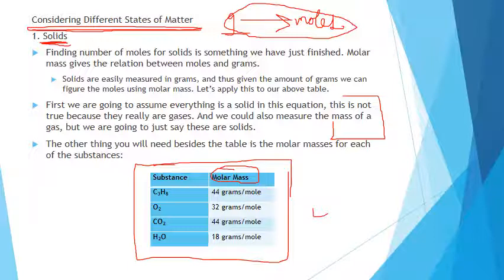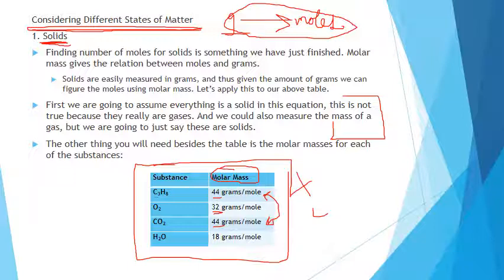So the molar mass of propane is 12 plus 12 plus 12 plus 8 hydrogens, which is 44, and I'm rounding to the nearest whole number. Oxygen is 16 plus 16. Carbon dioxide is 12 plus 16 plus 16, 44. It's just coincidental that these numbers are the same. And then water is 18 grams per mole. So I'm going to use this right here and my recipe table to figure out my problems when I measure mass.